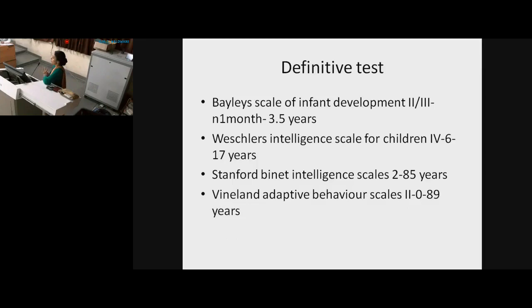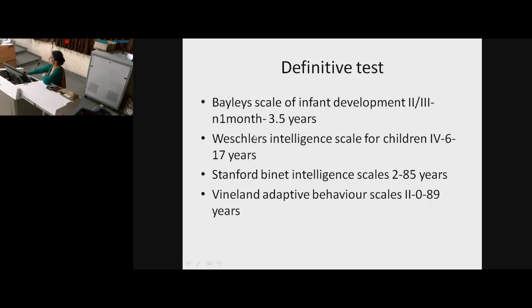So this is the Bayley scale of infant development, which is supposed to be the gold standard, applied for smaller children. In this you calculate the psychomotor index and the mental developmental index. You have 4 indices. This is for smaller children up to 3.5 years, and for very small children, this is supposed to be the best test.